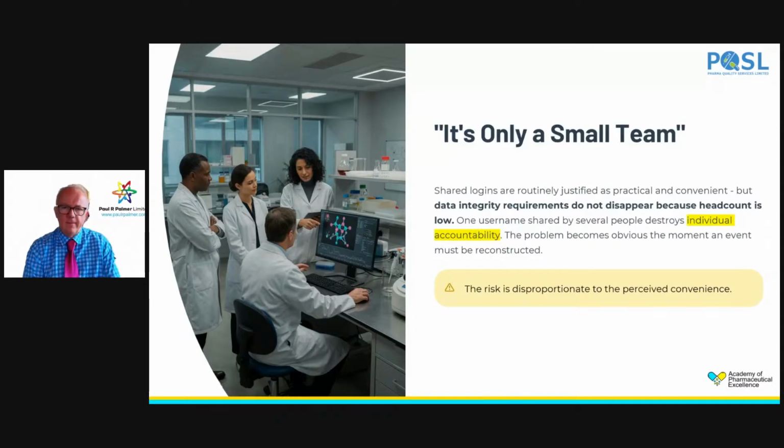The risk is disproportionate to the perceived convenience because the risk is you might have to recall the product. And also, if you've not got traceability for that actual test being performed by the person that wasn't qualified or they're not competent, well, you have to actually then recall everything from everybody because you've got no traceability.